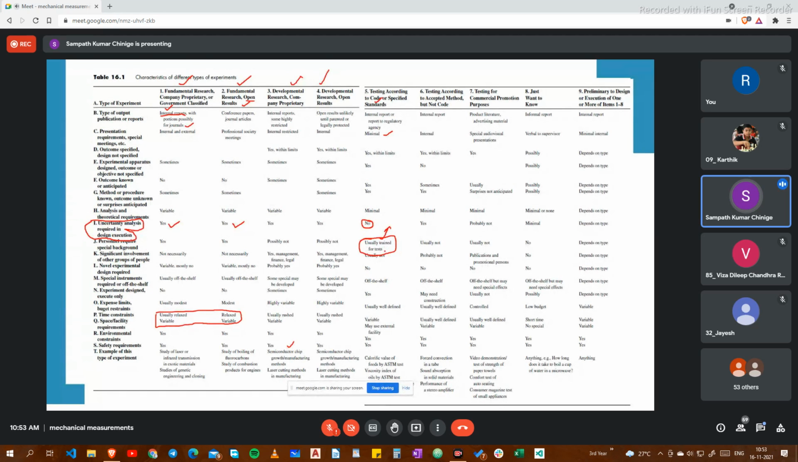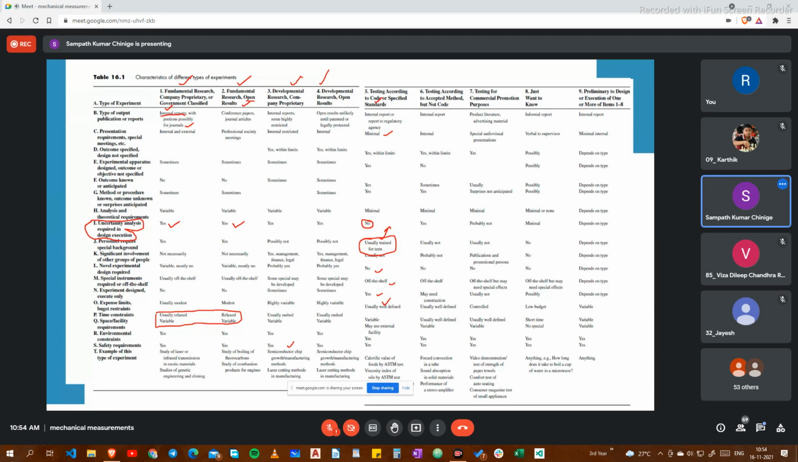Significant involvement of other groups is not required. Novel experimental design requirement, no. Instruments required are off the shelf. Experiment designed, executed: we don't need to design; we are only carrying out execution. For expense limits or budget, because we know the testing code and the procedure, the expense limits are generally well defined. This is the range within which the coding has to be completed.